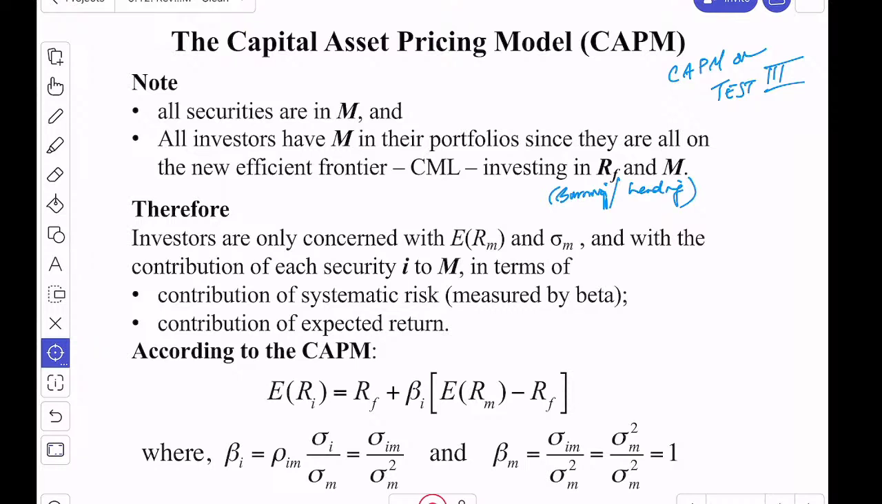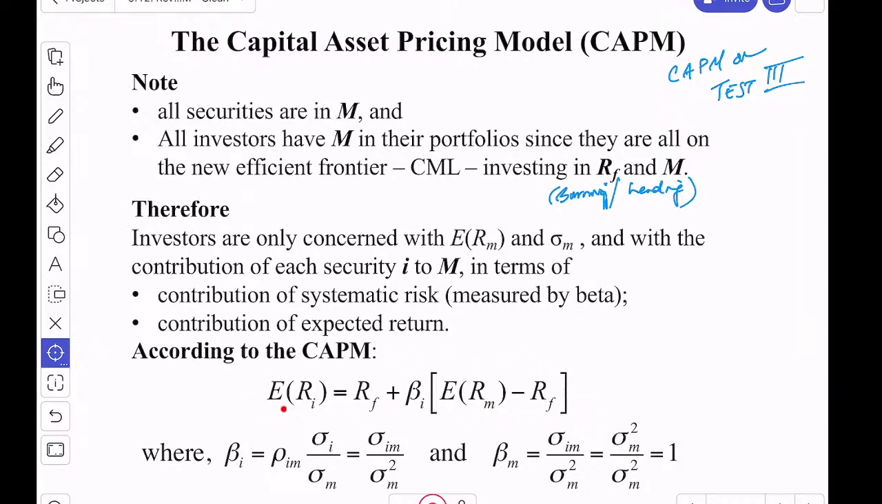So what do we see? Investors are only concerned with the expected return and the standard deviation of the market portfolio, and with the contribution of each security I to the market portfolio in terms of the systematic risk measured by beta and the contribution of expected return. This is what generates the capital asset pricing model.